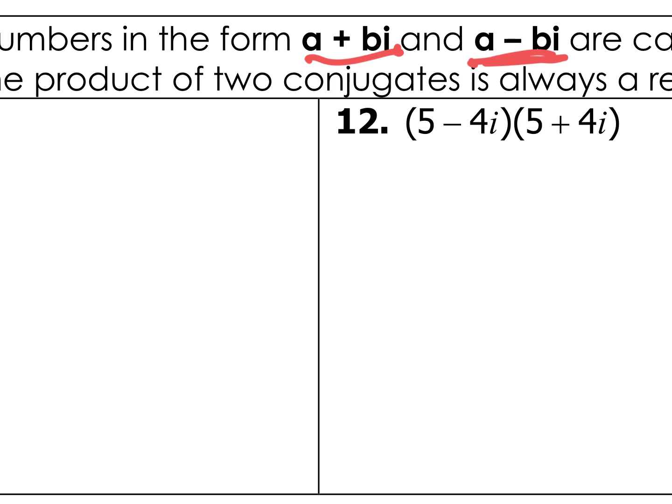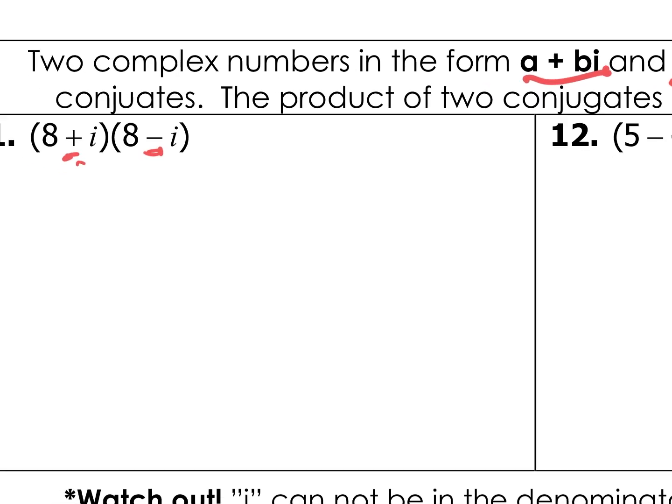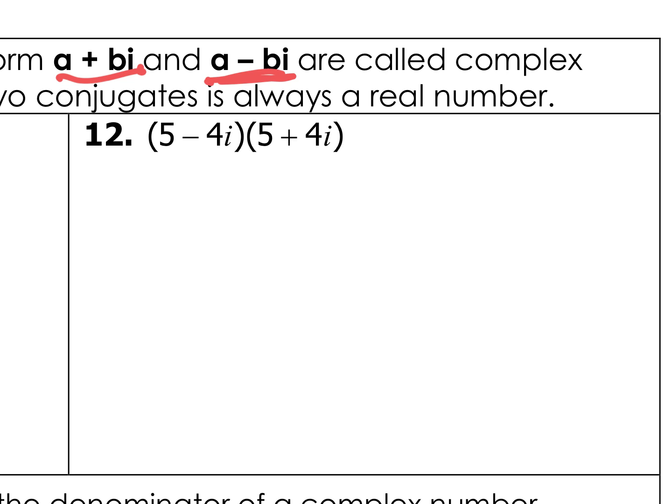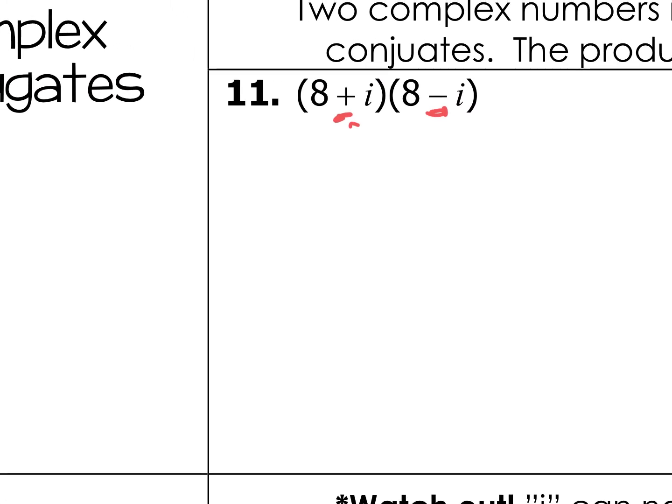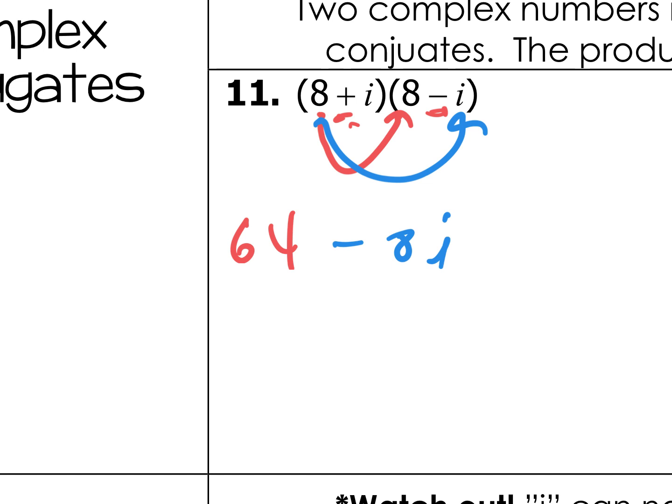Conjugate pairs are beautiful. When you multiply them together, the i's go away. The answer is just a real number. The product of two conjugates is always a real number. No more i's. But let's see how it works. Let's use FOIL. What is 8 times 8? 64. What is 8 times a negative i? Negative 8i. What is an i times 8? And they're both positive. It's 8i.